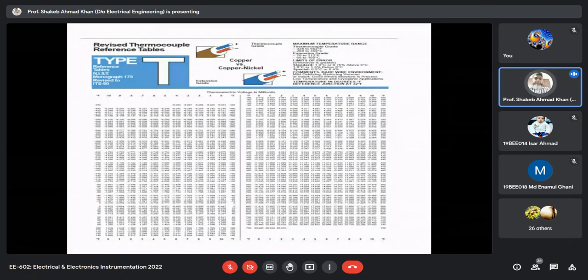Now this is very important. If you cannot read it properly, you cannot measure the temperature with the thermocouple. In this case you will find there is no response and stimulus characteristic equation, but it is available in tabular form. Now if you look at the table, please look at it carefully.